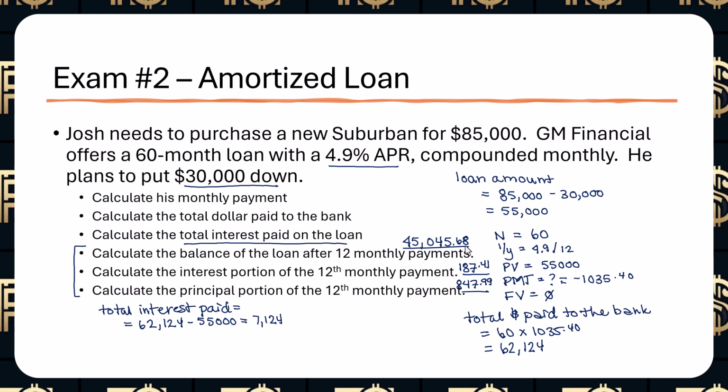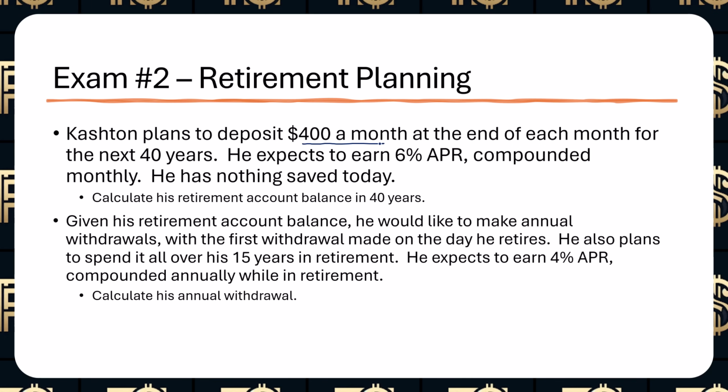So all I did here was write the answers to those three questions on the slide, but we've already seen that in the financial calculator. Let's move on. In this example, Cashton plans to deposit $400 a month at the end of each month for the next 40 years. He expects to earn a 6% rate of return on his account, and this account is going to compound monthly. He has no nest egg, he has nothing saved today, and we want to calculate the value of his retirement account exactly 40 years from today.